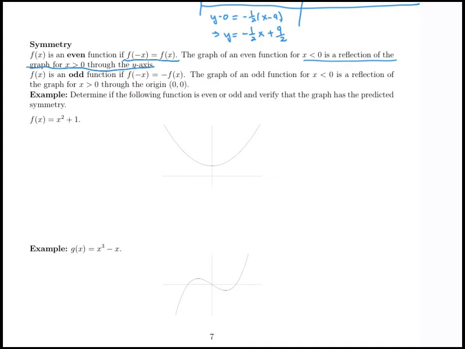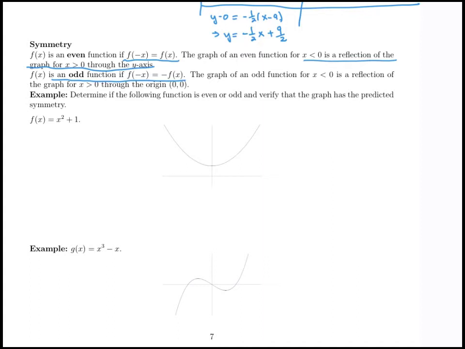And the function is odd if f of minus x equals minus f of x. So this means the y value associated to minus x is the negative of the y value associated to x. This means that there's a symmetry through the origin. If you draw the right half of the graph, then reflect it in the y-axis and then reflect that part in the x-axis, you will get the other half of the graph.